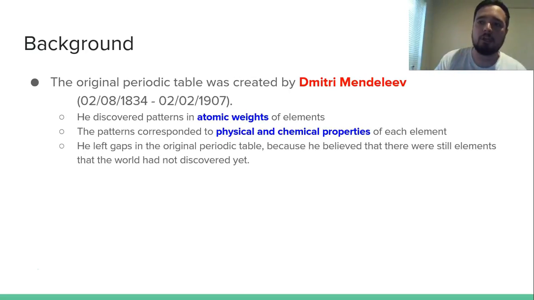But the most genius thing that he did, which is really baffling and a real stroke of genius for his time especially, is that based off these patterns, he left gaps in the original periodic table because he believed that there were still elements in the world that had not been discovered yet. He knew based off the pattern that there should be elements in between other ones that we already knew about. And so this helped set it up after he passed away.